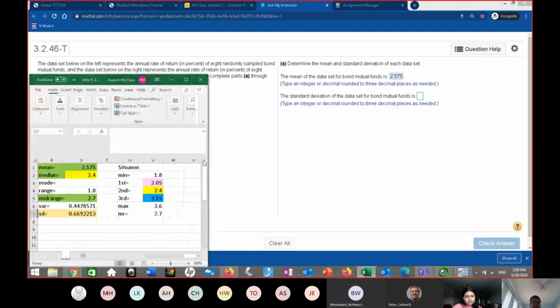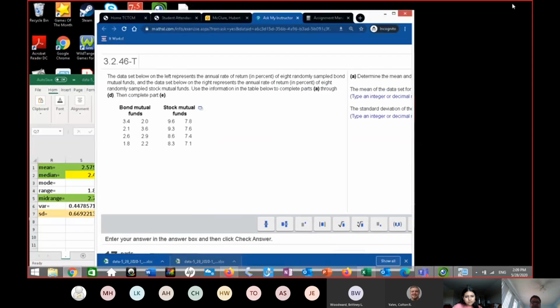So for the first group, 2.575, standard deviation, it says round to 3 decimal places. I got 0.669, so I'm going to type in 0.669, but I'm going to do this first.